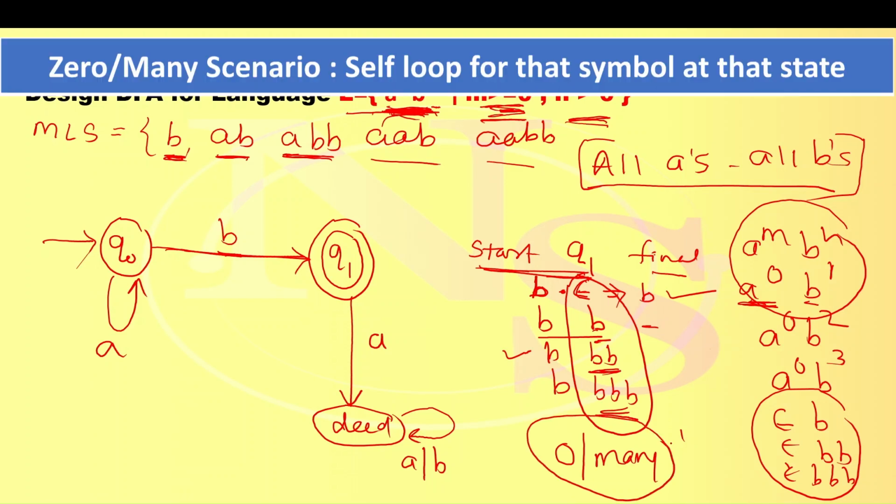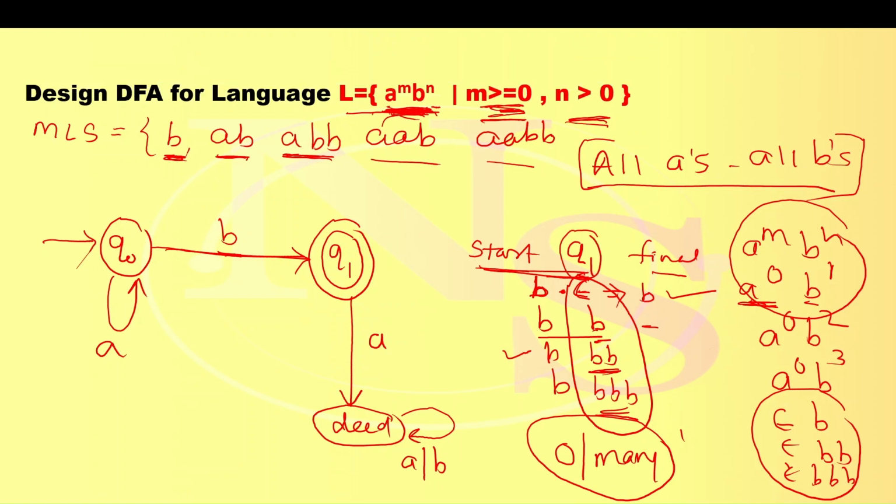So we know whenever there is a scenario of 0 or many, we can give the self loop. Where? At state Q1. So there is a self loop at state Q1. For which symbol? Symbol is B. So we have a transition for B from state Q1 as well as for symbol A. So Q1 becomes deterministic. Both the states are deterministic. Hence this is the deterministic finite automaton for the given language.